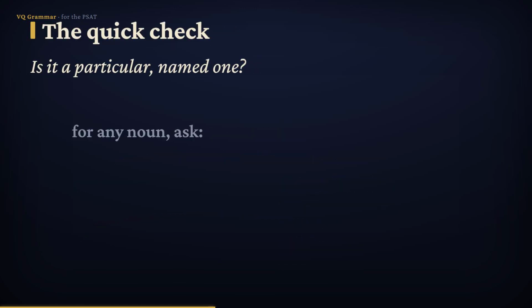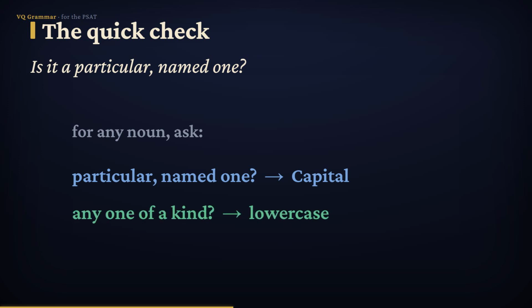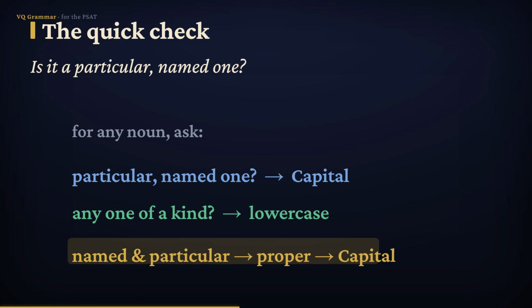So here's your quick check for any noun. Ask one question. Is this a particular named one? If yes, it's a proper noun and you capitalize it. If it's just any one of a kind, it's a common noun and you leave it lowercase. Named and particular gets the capital. General and any old one stays small. One question, and you'll always know.